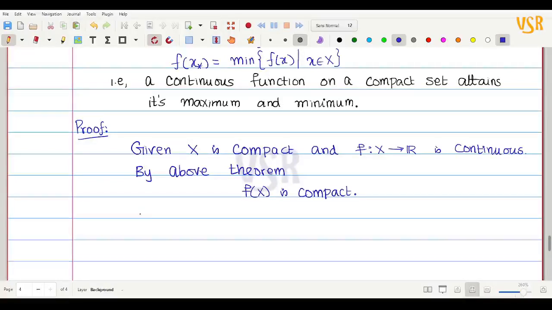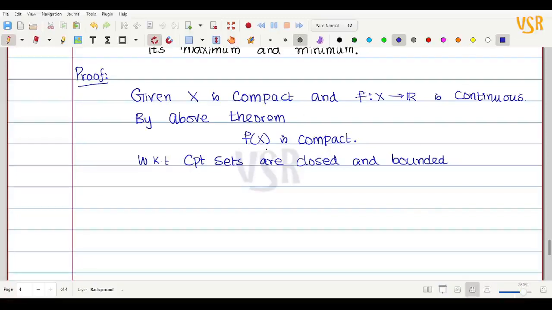Okay, and we know that compact sets are closed and bounded. Which means f is a bounded function. So this is bounded. That implies the compact sets are closed and bounded. Here f of X is compact. So this implies that f of capital X is closed and bounded.